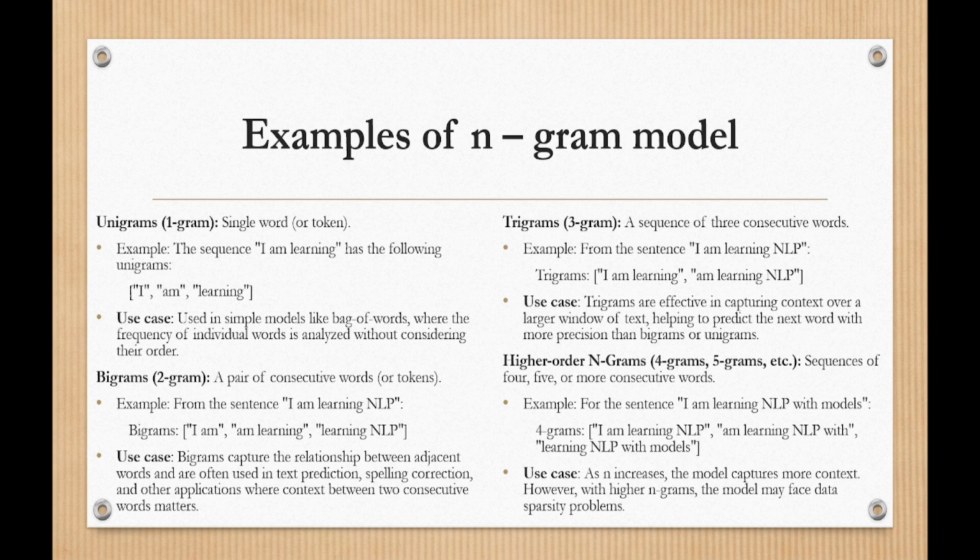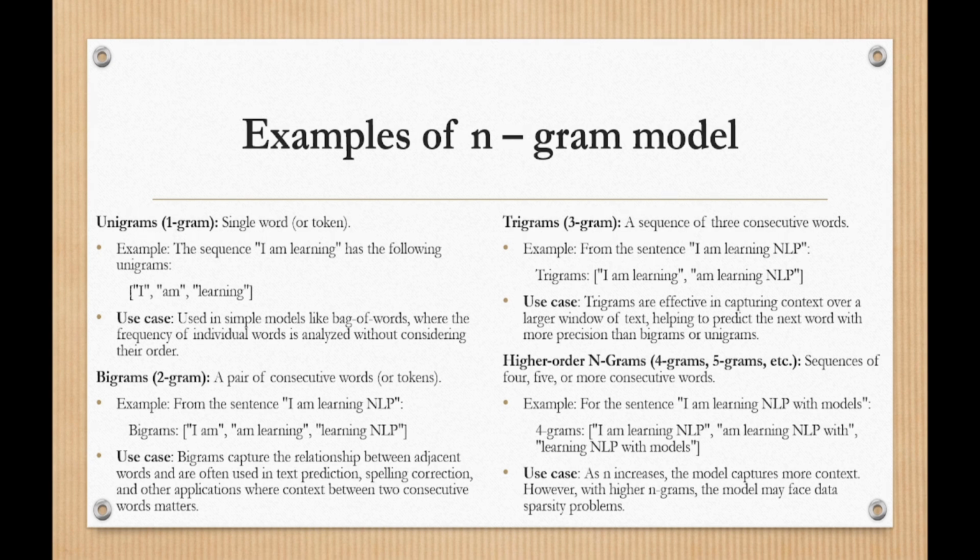Trigram or 3-gram. This is a group of 3 words that appear together. Example, in the sentence, I am learning NLP, the trigrams are: I am learning, am learning NLP. Trigrams help to understand a bit more of the sentence. They are better than bigrams or unigrams because they know more words together, so they can predict what comes next more accurately.